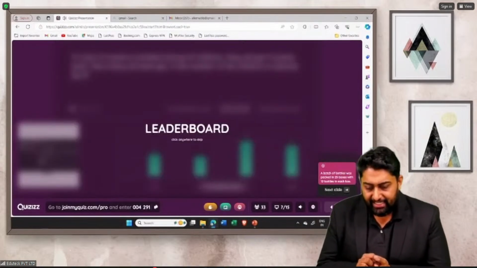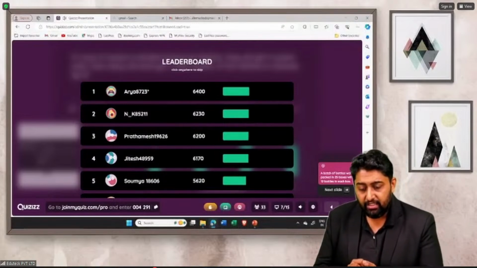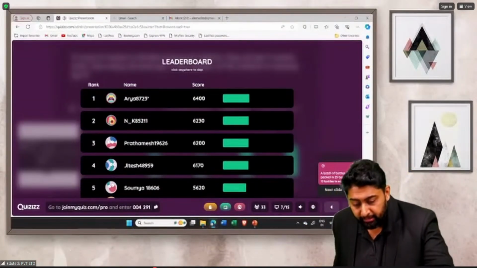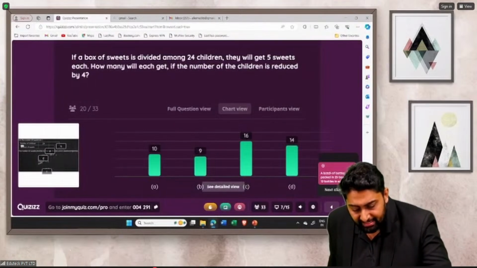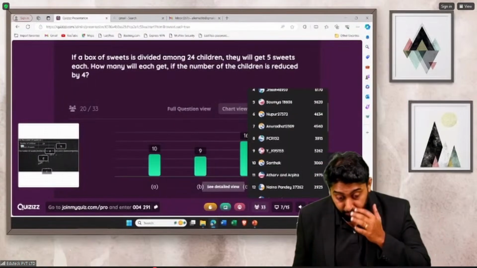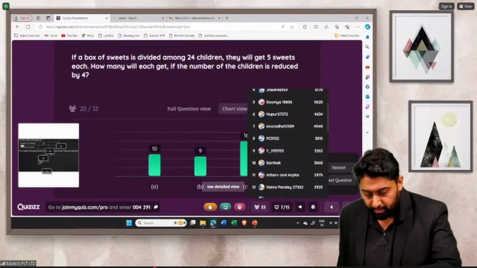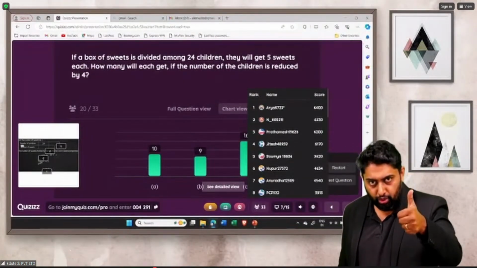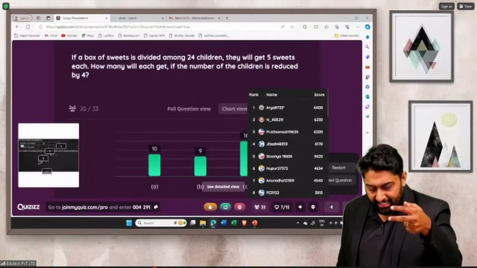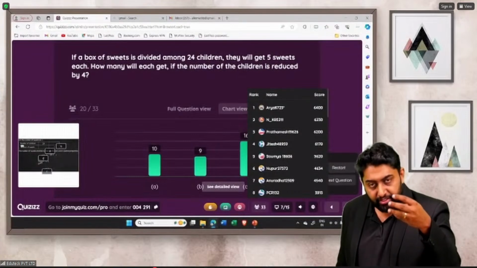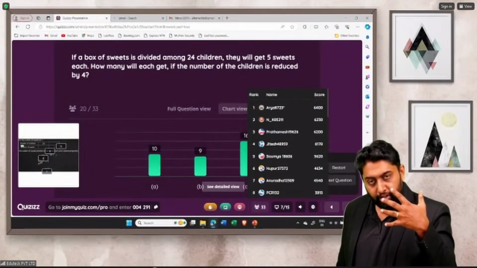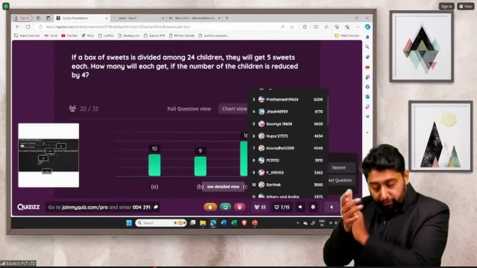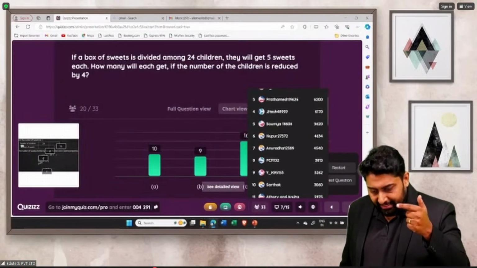And let us see what is the leaderboard. Ooh, the leaderboard still remains the same, but I feel there are some changes at the bottom, from positions 6 to 10. So I'll just go through some names. First position is Arya. Good. Second is Neha. Third is Prathamesh. Fourth is Jitesh. Fifth is Soumya. Next, sixth position, Nupur. Very good. Anuradha, 7th position.